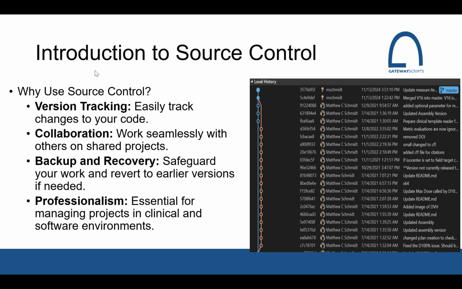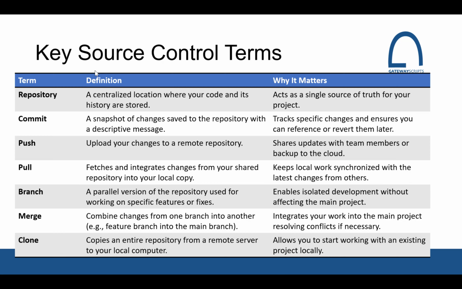You can track different versions of your code as you commit and make changes to your code. If you have your code in a remote repository, it's very easy for collaboration with others, backup and recovery of your projects, and overall it makes your projects more professional in the development process. When working in source control, there are a few key terms that you may want to commit to memory.